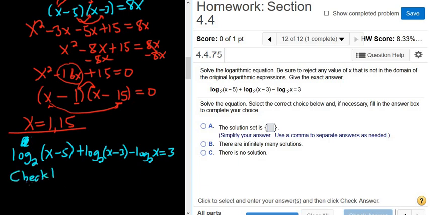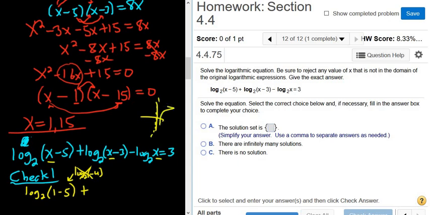So we're going to check 1 first. Everywhere there's an x, we're going to put a 1. So log base 2 of 1 minus 5. Already we're done right here. This is going to be log base 2 of negative 4. That cannot happen. You cannot take the log of a negative number, because the log function has a vertical asymptote. The domain is 0 to infinity, so you can't plug in negative numbers, and 1 minus 5 is negative 4. So right away, the 1 doesn't work.